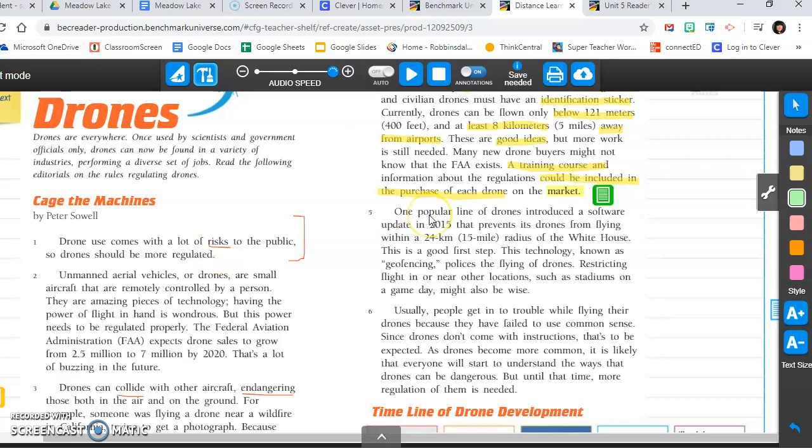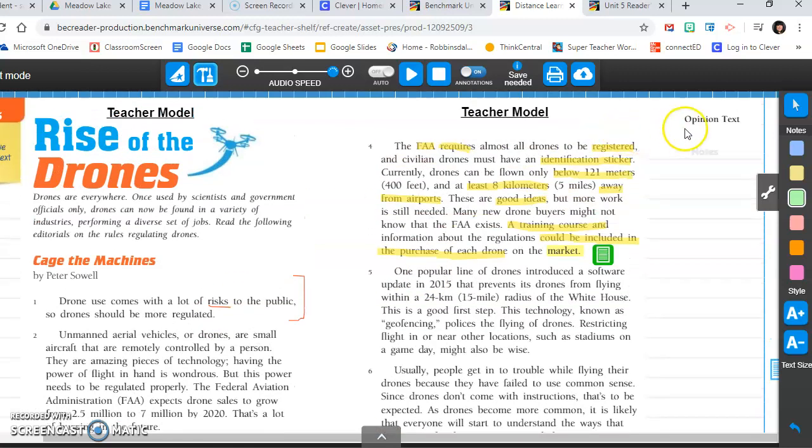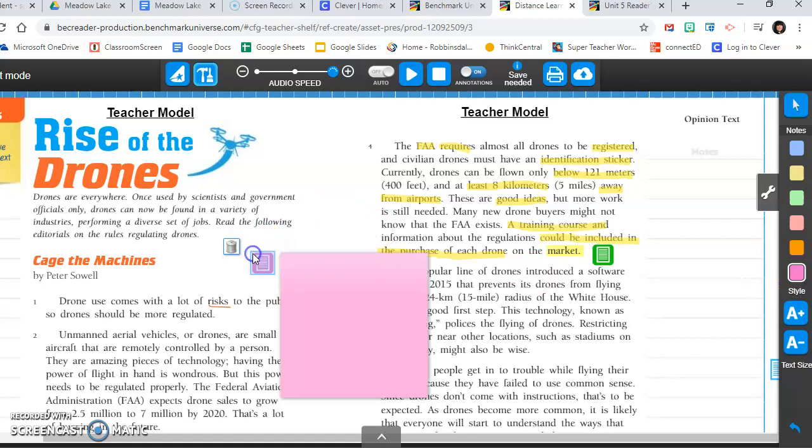Then he lists different information in the solution section to show that things are being done right now to try to solve this problem, but like he said earlier, with drones should be more regulated, more could be done. A training course could be offered. More information about the regulations could be offered each time someone purchases a drone. So he wants to tell us things are being done, but more could be done as well. So I'll make myself one last note. I'll put it right here.